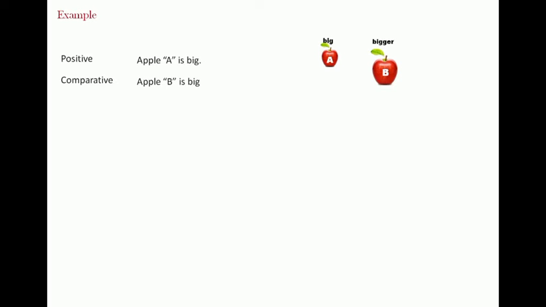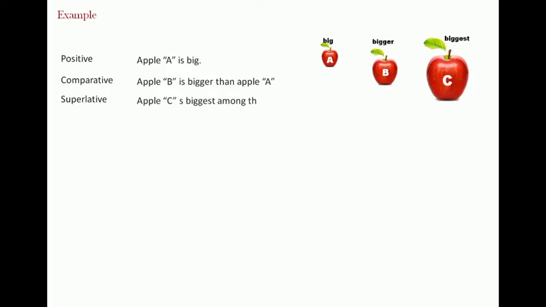Now let's see the examples. Positive degree. Apple A is big. In comparative, apple B is bigger than apple A. In superlative, apple C is the biggest among them all.